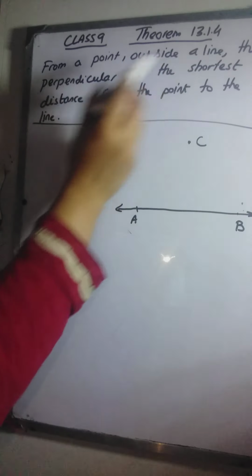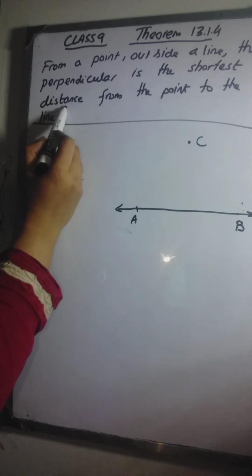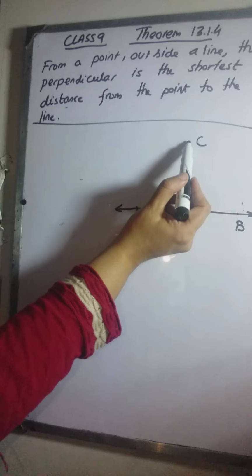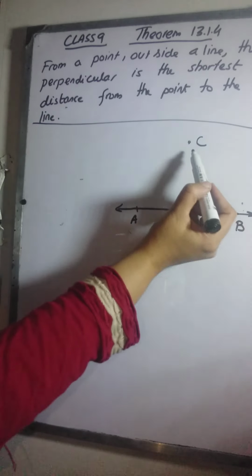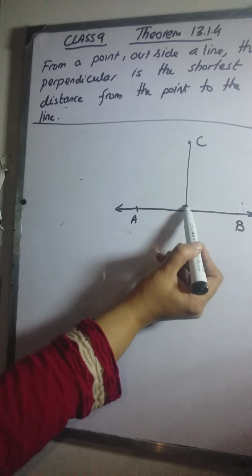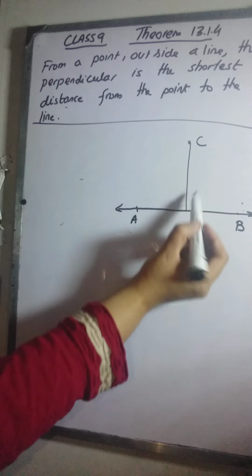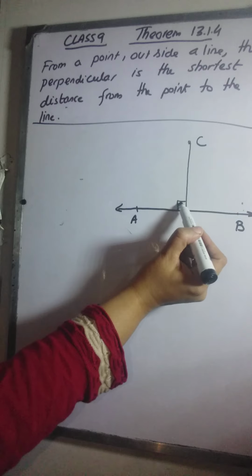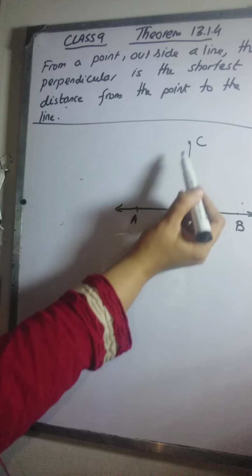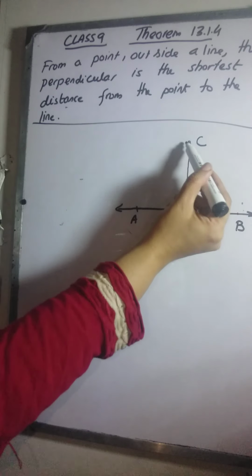What are they saying? The perpendicular is the shortest distance from the point to the line. So we are talking about the distance of this point from this line. Let me draw the perpendicular distance. Let this be the perpendicular distance, the distance which makes an angle of 90 degrees with AB. So we could take the distance of this point from AB in this way also.